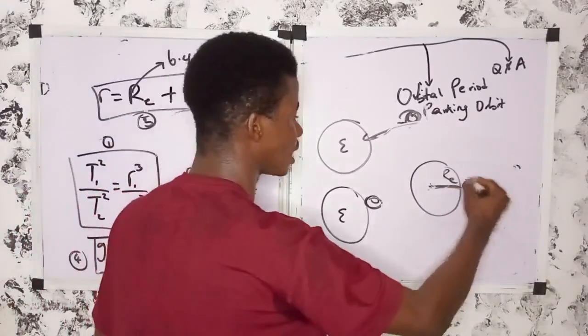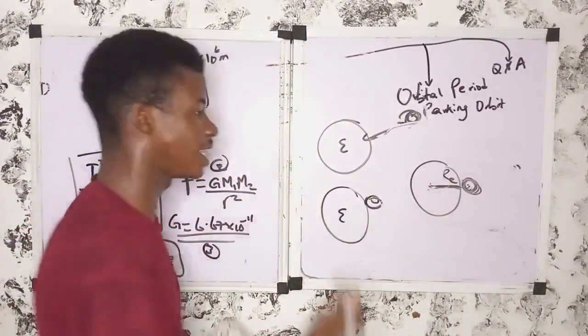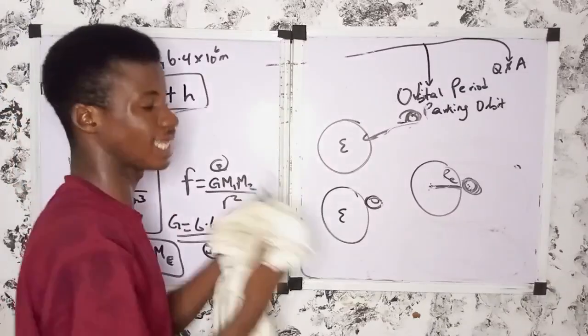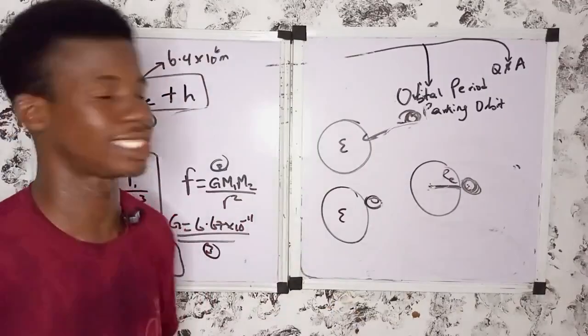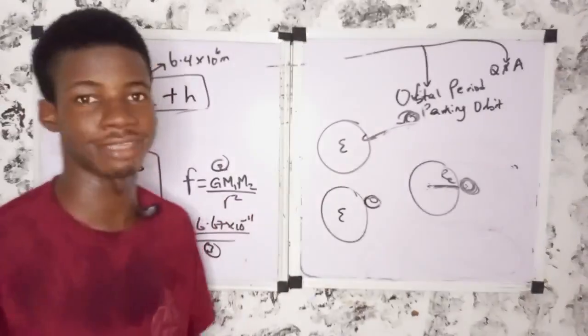Okay. When the satellite is at the surface of the Earth or close to the surface of the Earth, the distance between the satellite and the Earth is approximately the radius of the Earth, right? From here to here, that's the radius of the Earth.